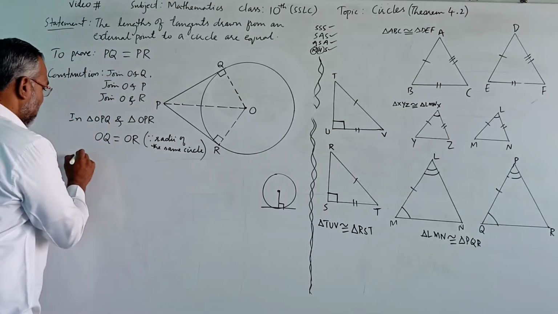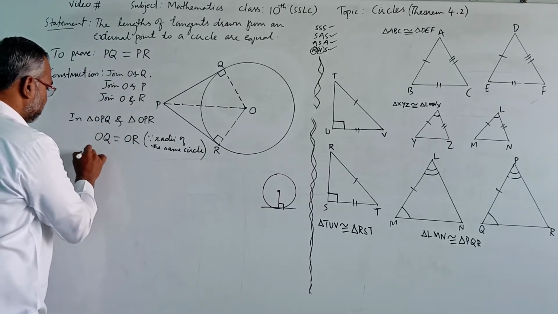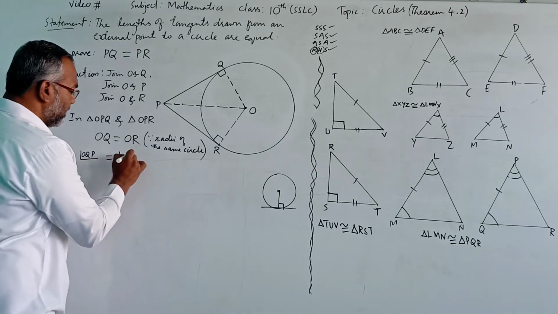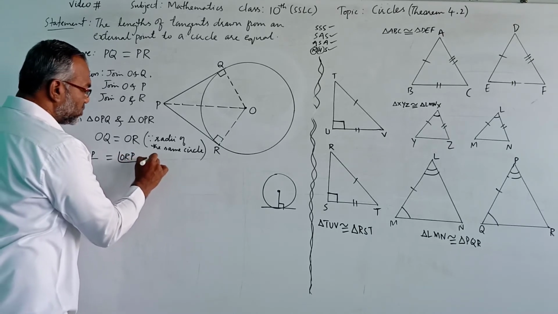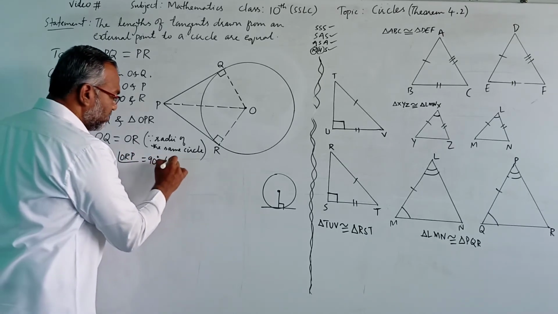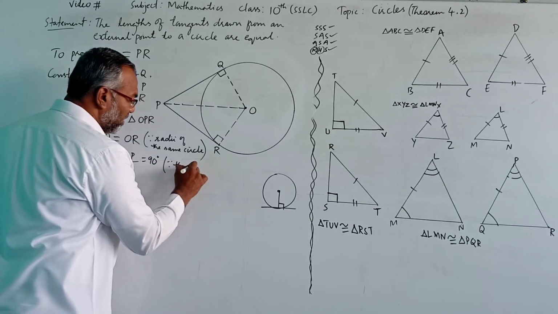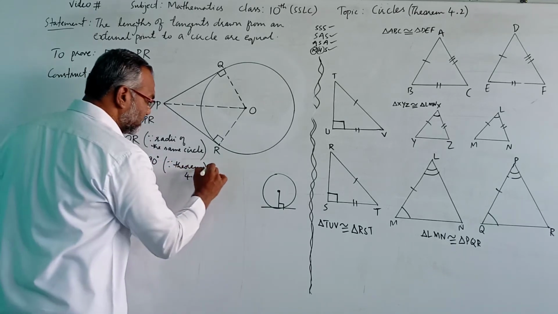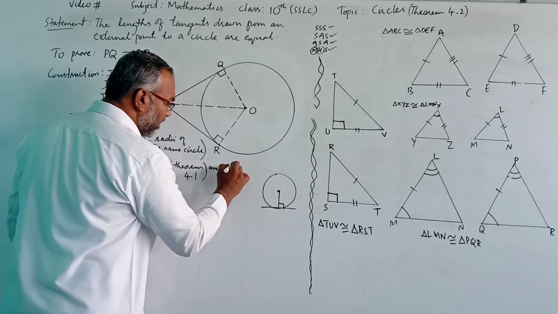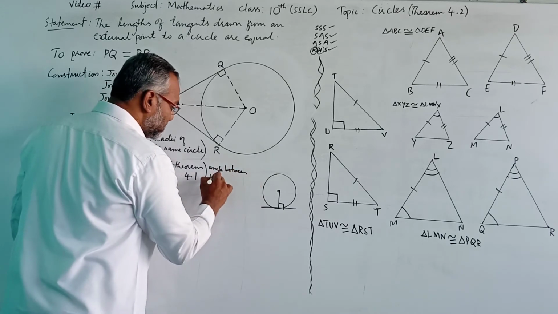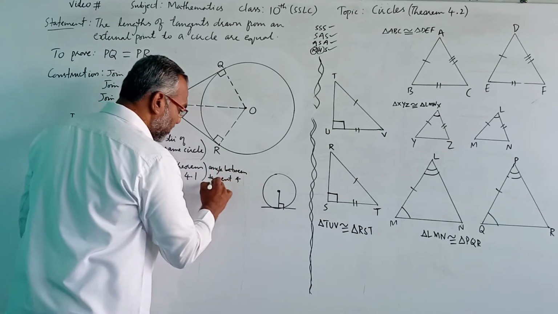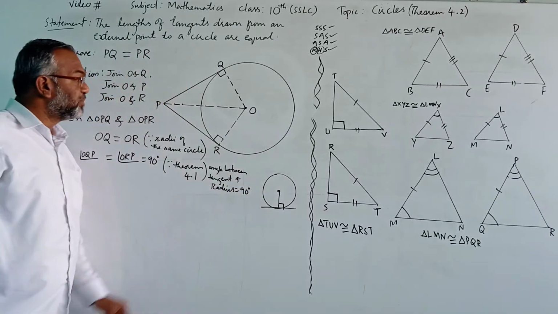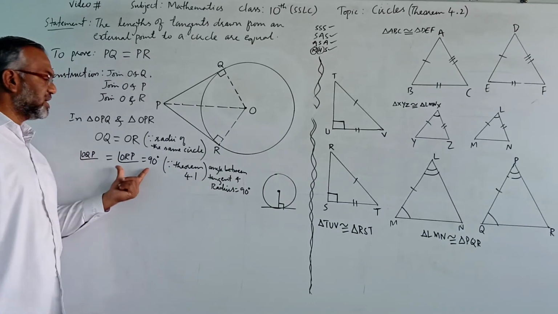Okay, so can I say angle OQP is equal to angle ORP is equal to 90 degrees. The reason? Because of theorem 4.1, we studied this. The angle between tangent and radius at the point of contact is always equal to 90 degrees. This is 90, this is also 90. So the two angles are equal.